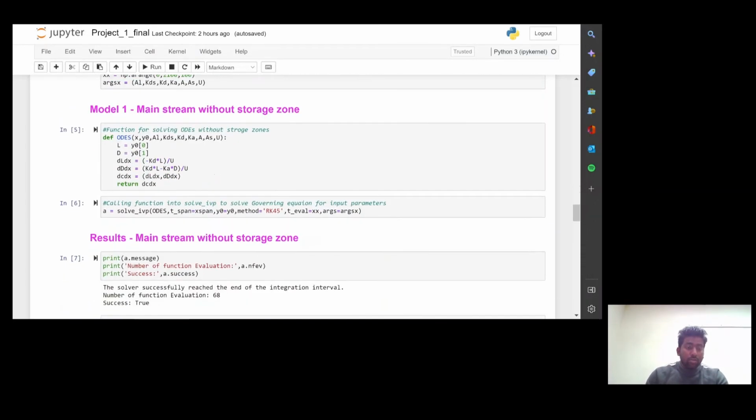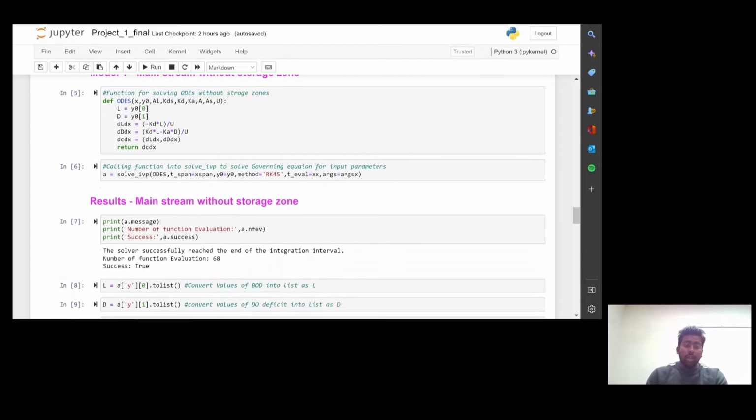So here we are going to take two equations, where dL/dx equals minus kd L, and dD/dx. We just put in the two equations, and we call the function solve_ivp to solve the governing equations for the input parameters.